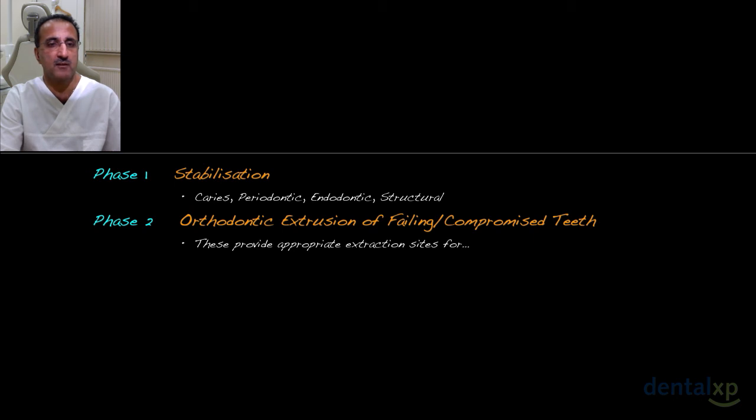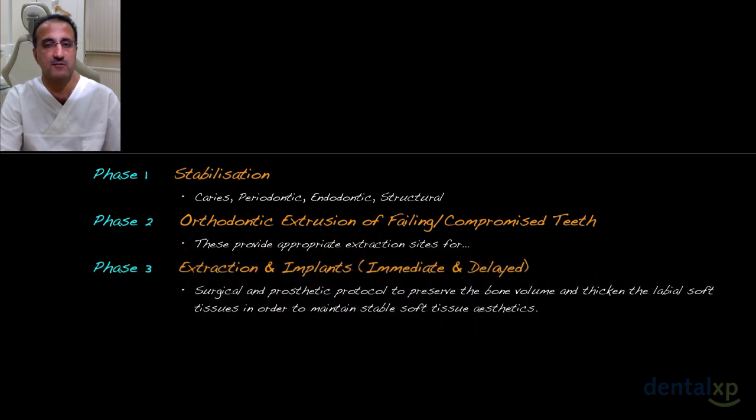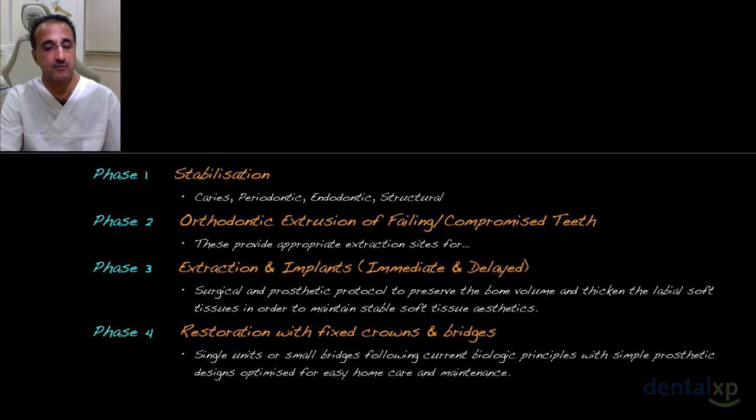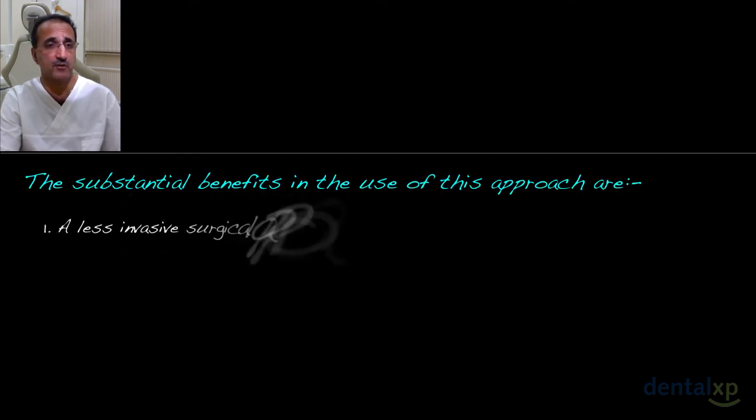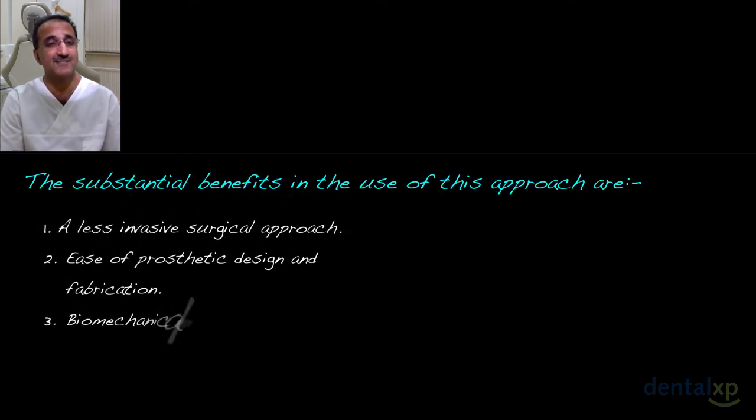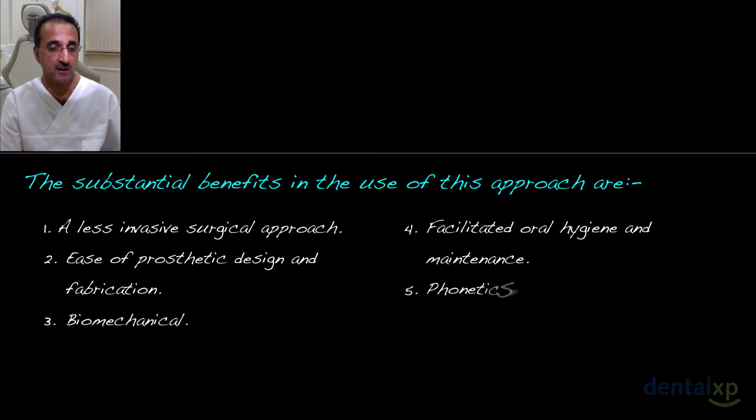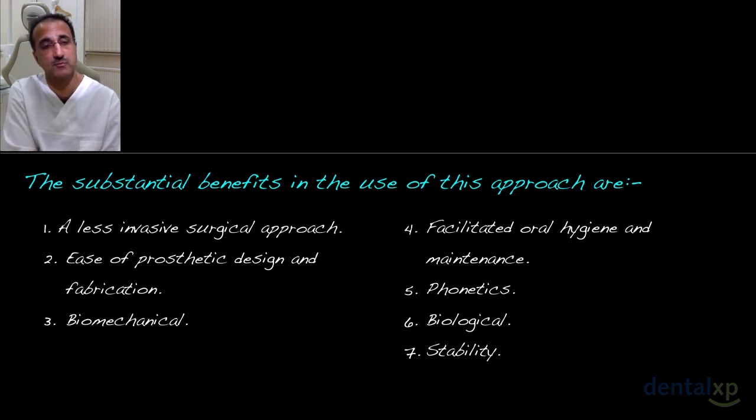In phase 3, we extract and place the implants into the extraction sites, typically in an immediate approach in the aesthetic zone certainly, and then we restore with fixed crowns and bridges, either single units or small bridges, as we discussed, for the reasons that we discussed. The substantial benefits of this approach are a significantly less invasive surgical approach than opening a flap, shaving down the bone, or doing reconstructive procedures with bone grafting for these cases.